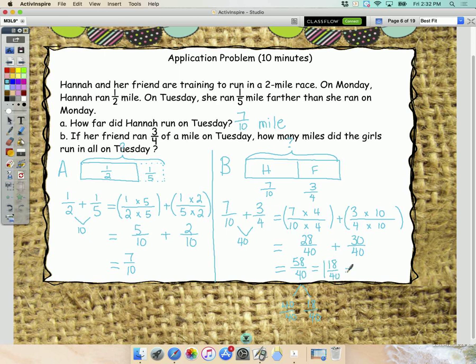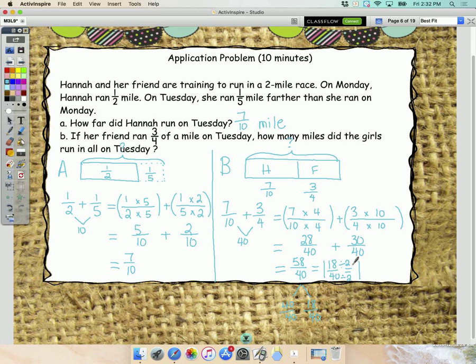So now, rewrite your 1. Decide what we're going to divide by. I'm thinking of all the factors for 18. 9 doesn't go into 40. 6 doesn't go into 40. 3 doesn't go into 40. So it's going to have to be 2, I guess. So let's see what it comes out as.